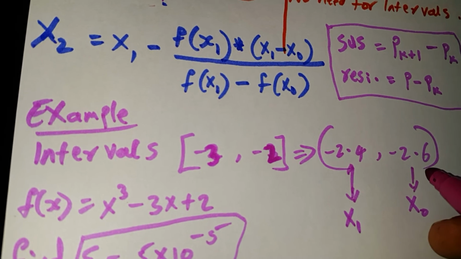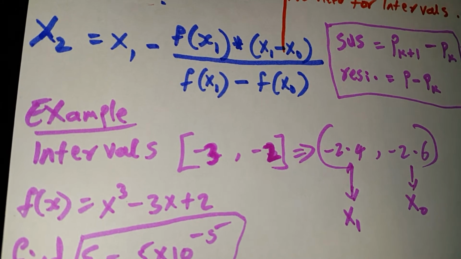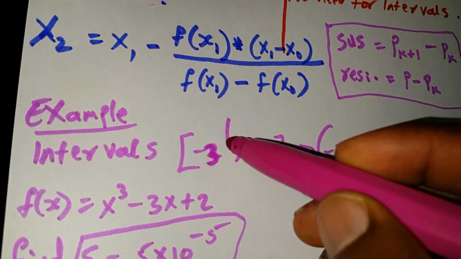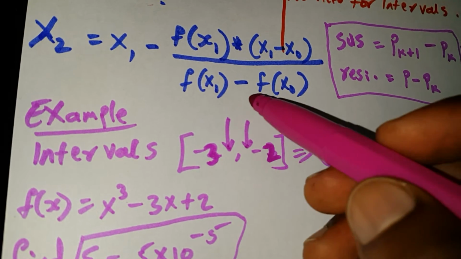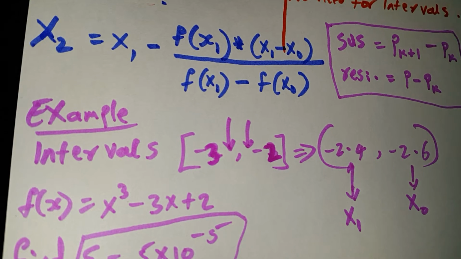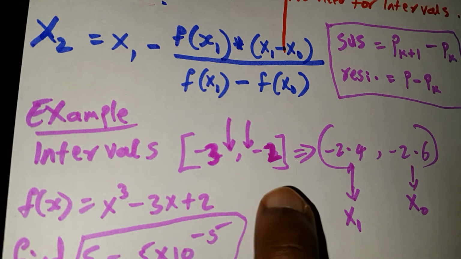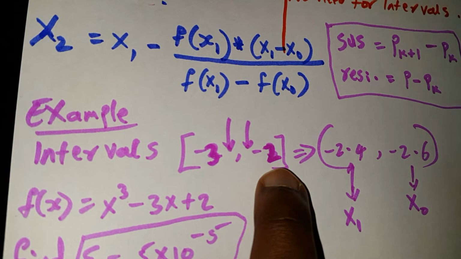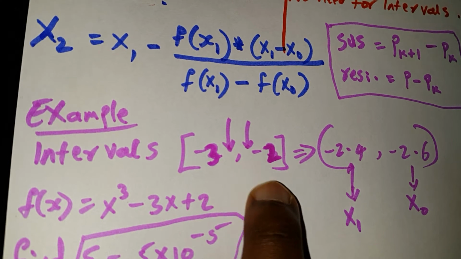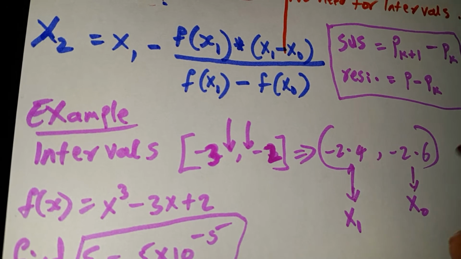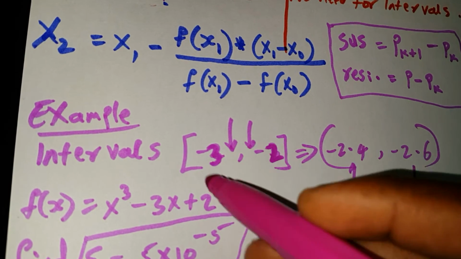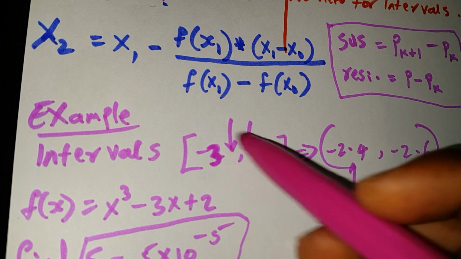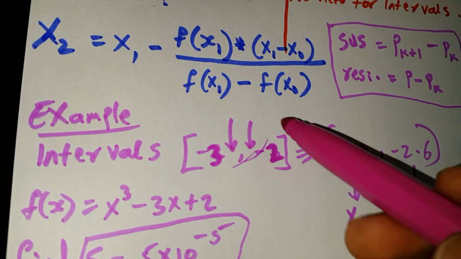This is my x0 and this is my x1. I choose it from these two places. Okay, 2.4. So this is it. I choose it from these two, inside this place. I choose it.